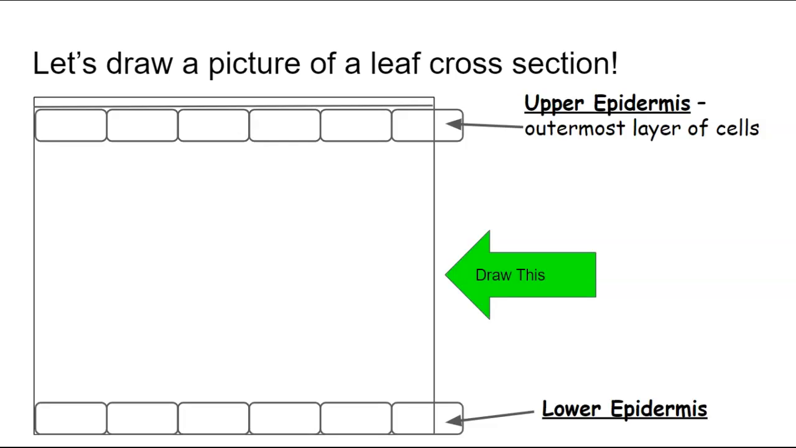Epi means on top of. So actually on your body, you have epidermis cells that make up your skin. So it's the outermost layer of your body. In this case, it's the outermost layer of the leaf. If you need more time, go ahead and pause the video.